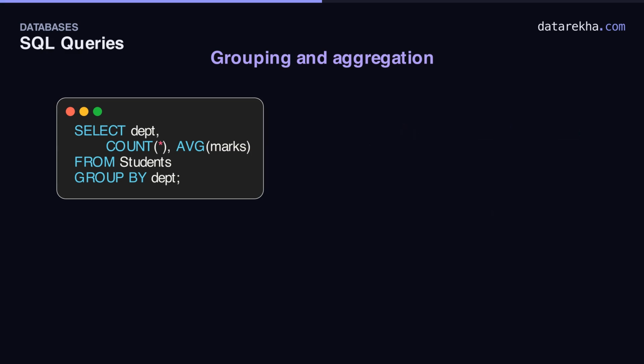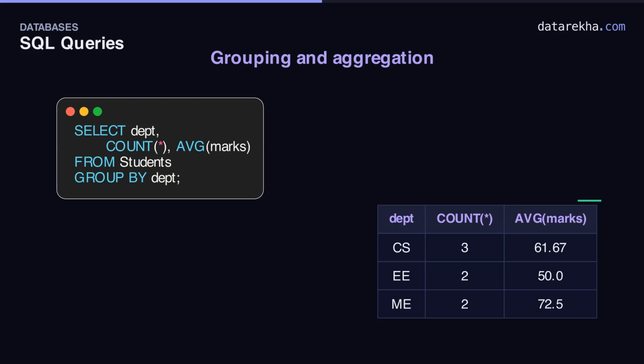Then each bucket collapses to a single summary row. COUNT star tallies the rows. CS has 3, EE 2, ME 2. And AVG marks averages each bucket. CS is 80, 45, 60. That sums to 185. Over 3 is 61.67. EE averages 50. ME averages 72.5.